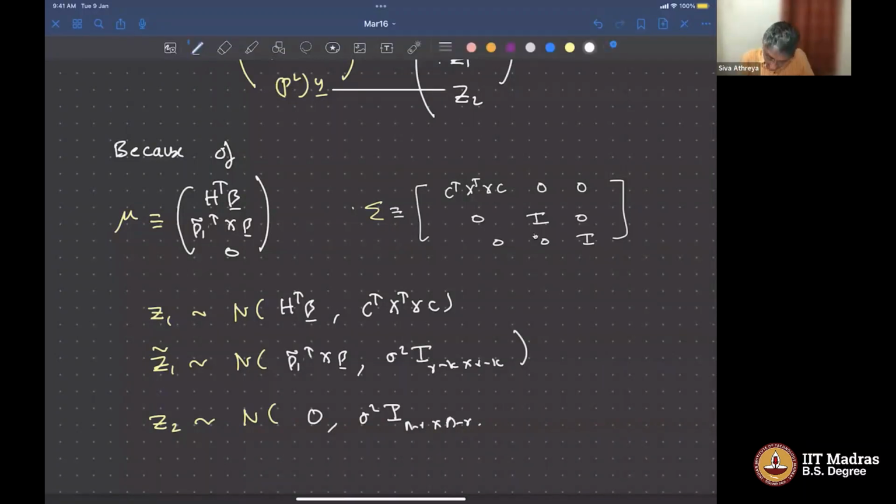Now, you know one more fact: you know the independence as well. You know that Z1, Z1 tilde and Z2 are all independent.